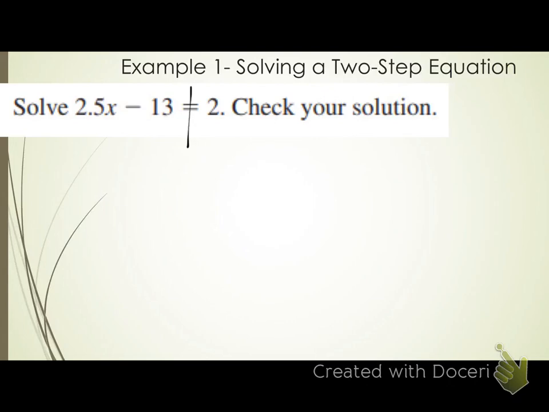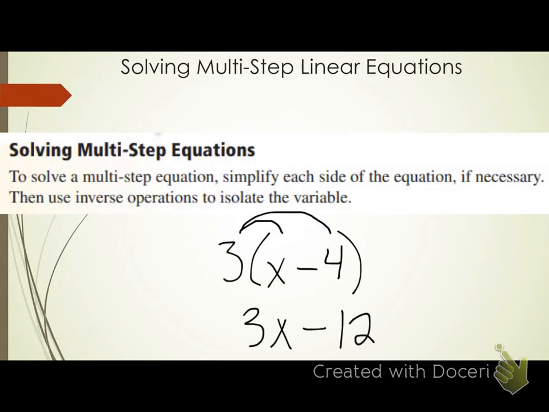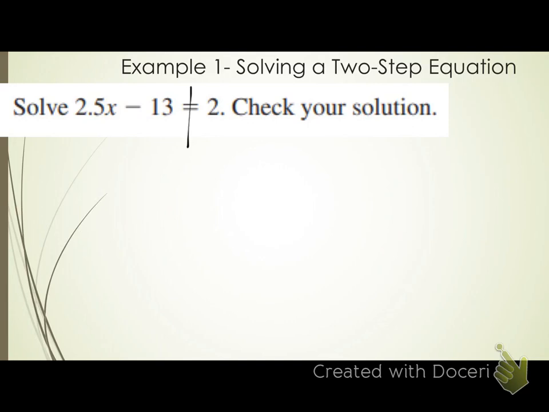No. So, that's why it says "if necessary" right here, because you're not always going to be able to simplify one or both sides of the equation. Okay? So we can't do that. Now we need to start using our inverse operations to isolate our variable.